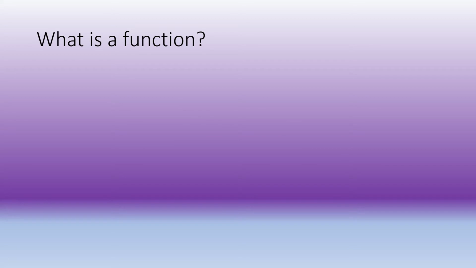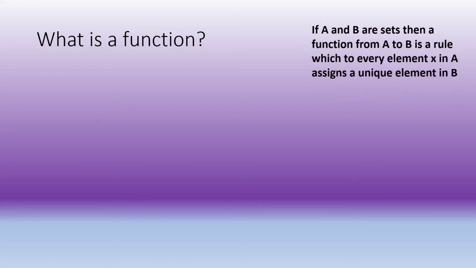So let's begin with talking about what a function is. And as always, we have to begin with a rule, some kind of definition. And this is: if capital A and capital B are sets, then a function from capital A to capital B is a rule which to every element x in capital A assigns a unique element in capital B. And this is rather abstract and not very clear really until we show it visually.